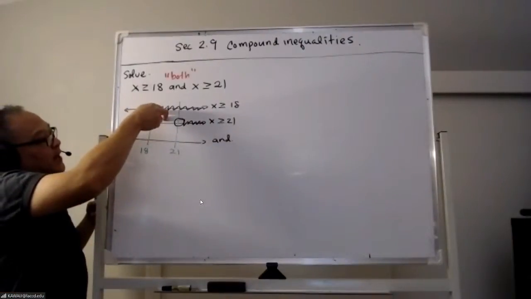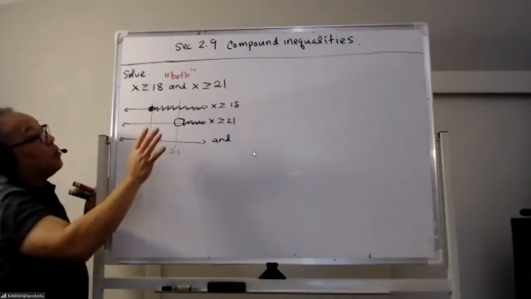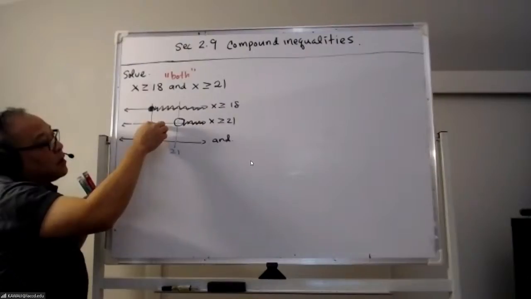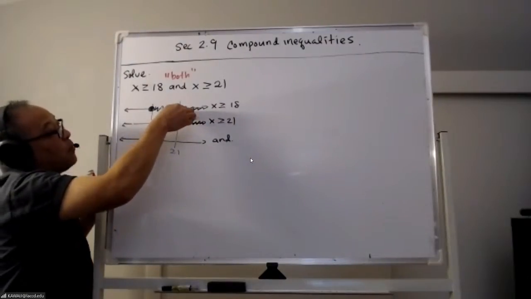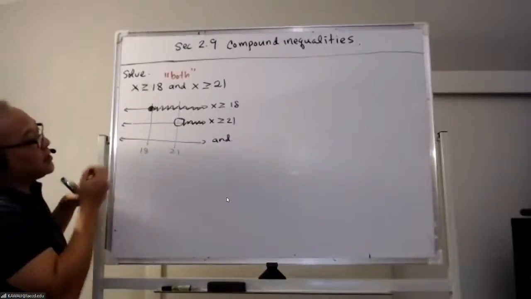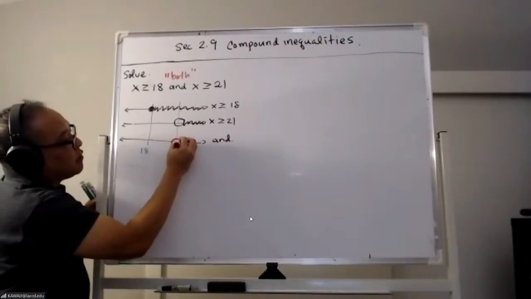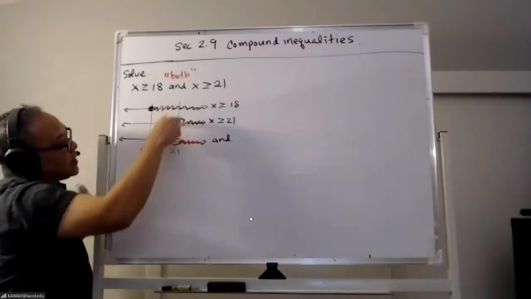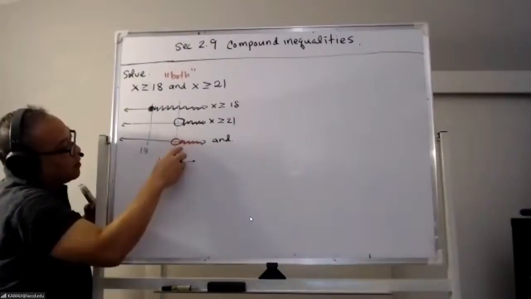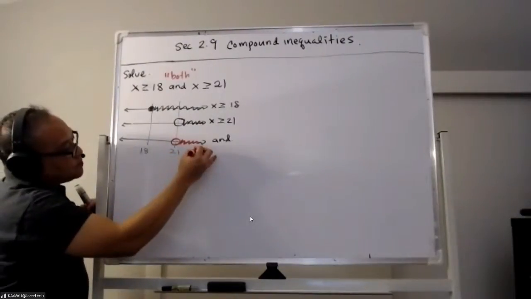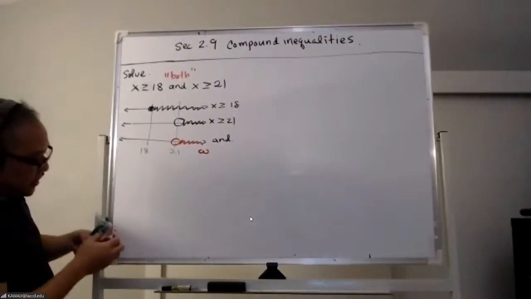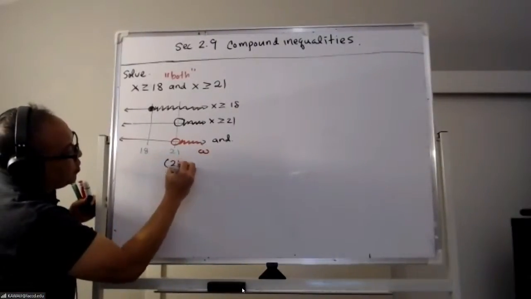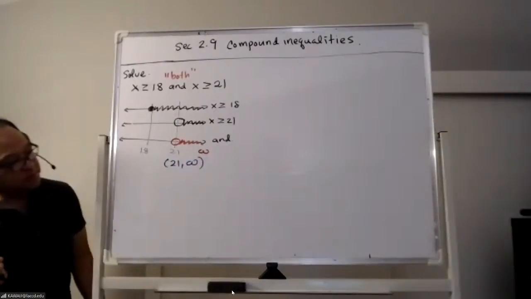Are both of these shaded in? And the answer is no. Both of those are not shaded in, right? Just this interval here and this interval here. And then on this last one, we'll ask, are both of these shaded in? And the answer is yes, they're both shaded in. Now I'm going to take the endpoint of this one, because we're going to look at this interval here. They're both shaded in. So then my answer turns out to be 21, comma, infinity.